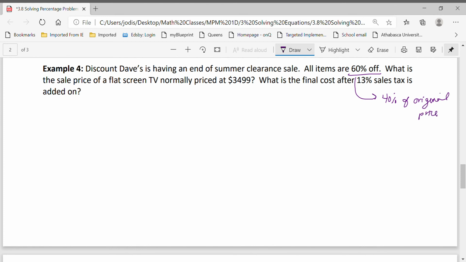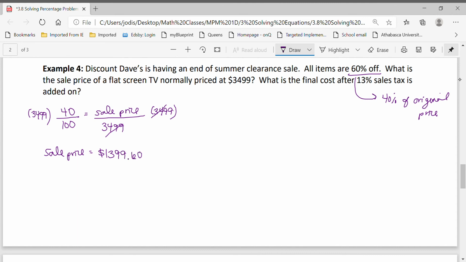That's going to be a way easier way to solve this. So if we did 40% out of the 100% that we normally pay, that would equal our sale price over how much the TV originally cost. So if we were to multiply both sides by the $3,499, we could figure out our sale price. Right, $3,499 times 40 divided by 100 gives us $1,399.60.